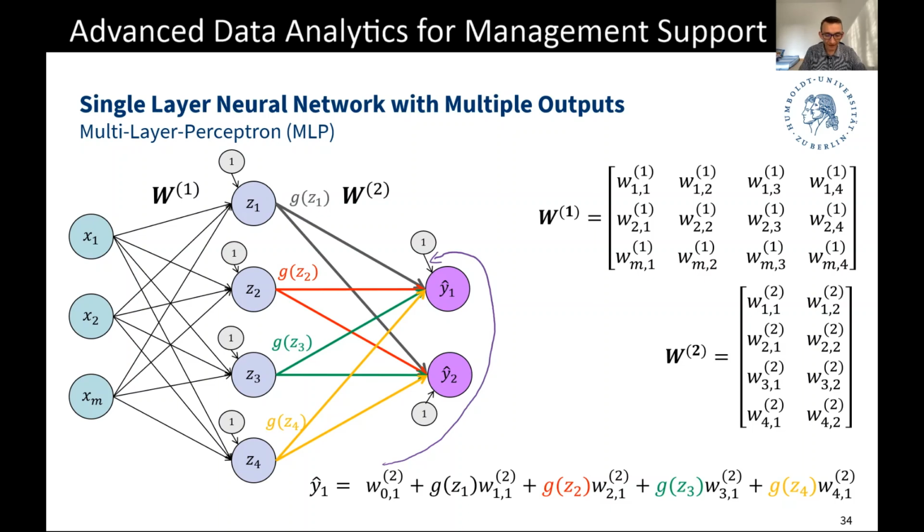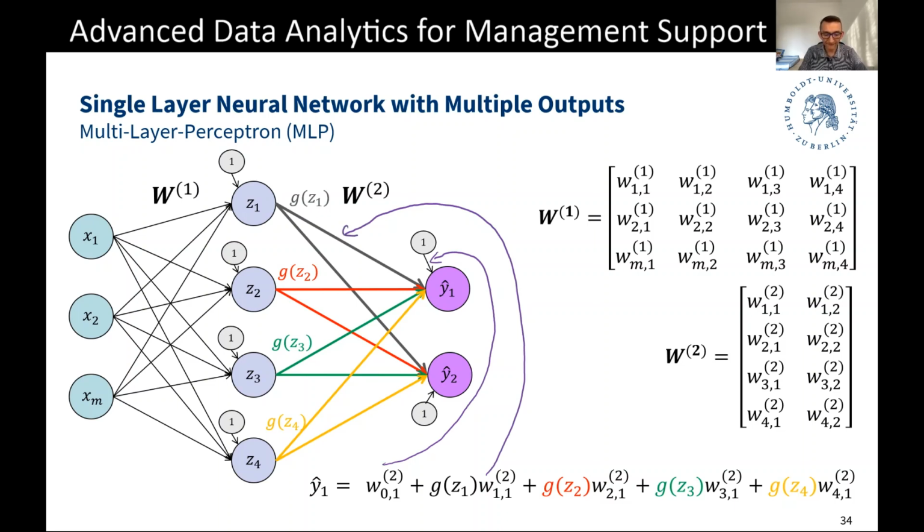Then we have W11, so a weight of the, well, superscript 2 of the second layer, if you wish, that connects the first hidden node to the first output node, 1, 1. And it's multiplied by the hidden layer output, g of z1. So that would essentially be this connection right here.